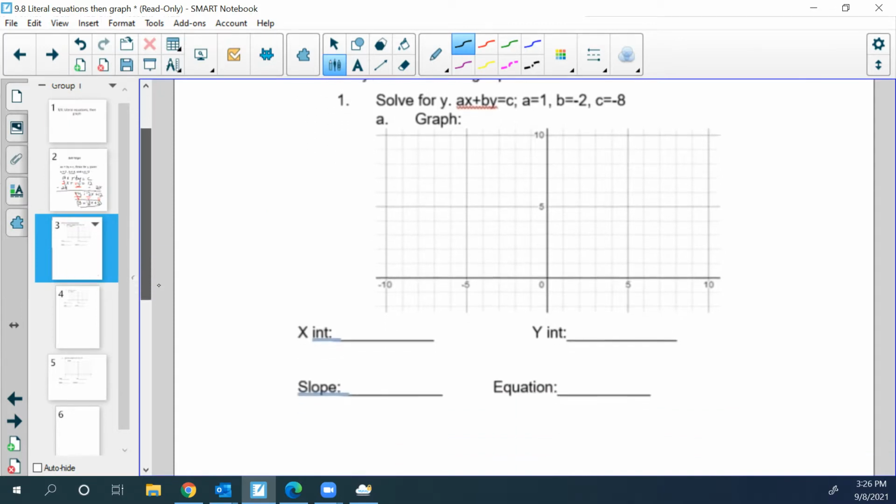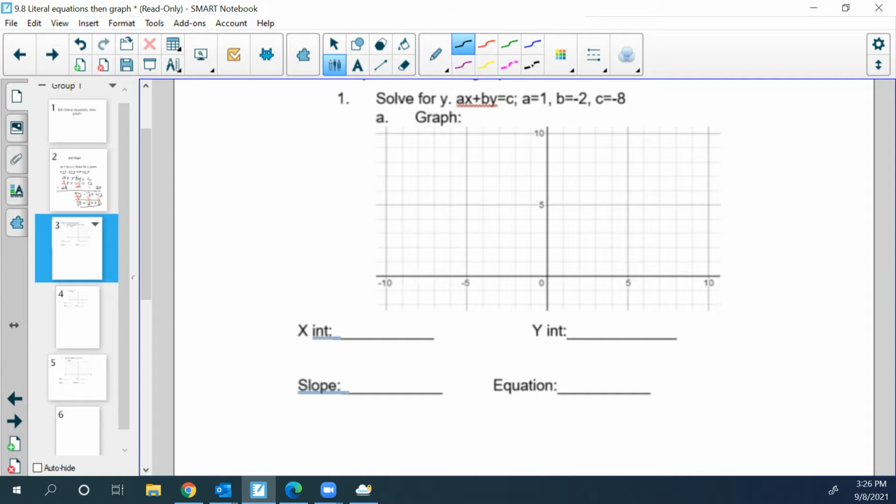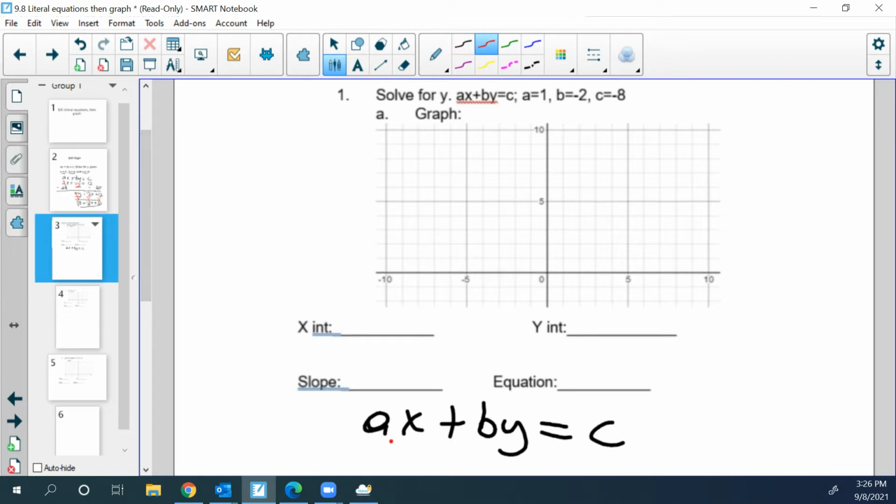Now we have ax plus by equals c. So let me write this here. We have ax plus by equals c, and we're told a is 1. All right, so that's going to give me a 1x. B is negative 2, so that's going to give me a negative 2y. And my c is negative 8.